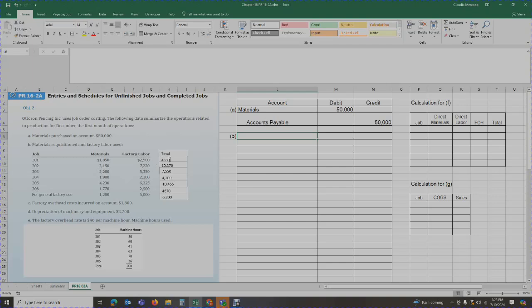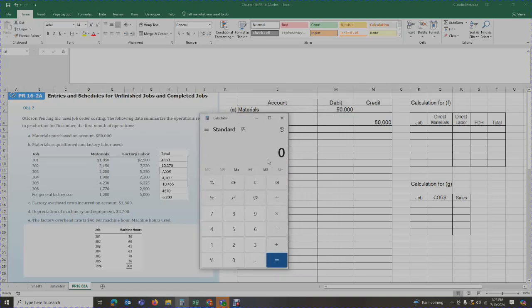What I did was I got a total of my materials and my labor. All I did was add, and I'm going to get my calculator out so I can show you. I simply added my materials of $18.50 plus my labor of $25. That gives me $43.50. I did that same thing for every job. So for job 302, I did $31.50 plus $72.20, and that gave me $10,370. I just repeated that for every job to get our total. So that's just illustrating how I got my total information. You add your materials and you add your labor.